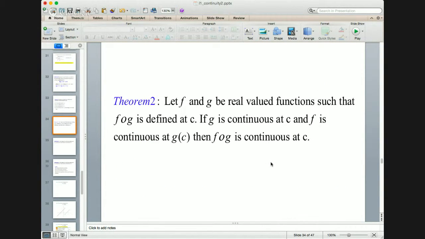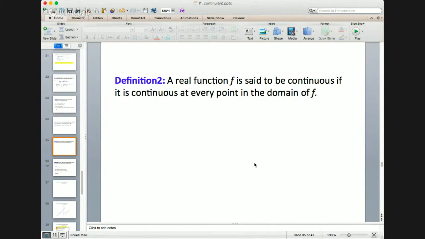Another theorem that we mentioned was, if I take two functions f and g, then f composed with g, which is defined at c, is also continuous at c if g is continuous at c and f is continuous at g of c. This is a very useful result, especially for compositions of functions like sine of x squared. If f of x equal to x squared is continuous and sine x is continuous, then the composition of the two will also be continuous. This does help us as we go along.